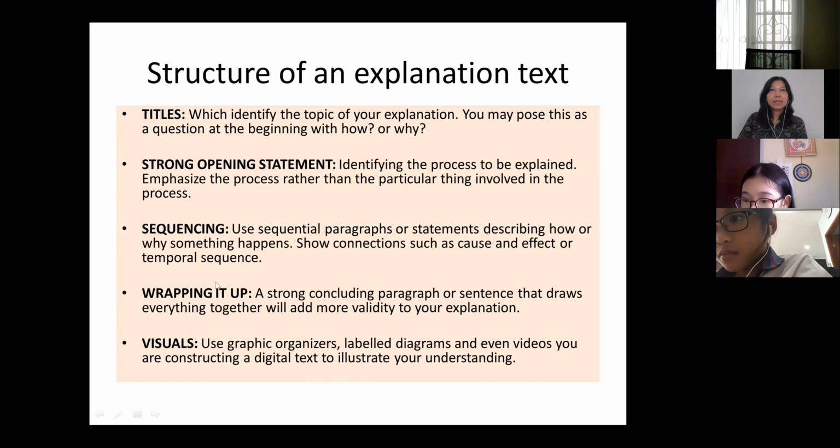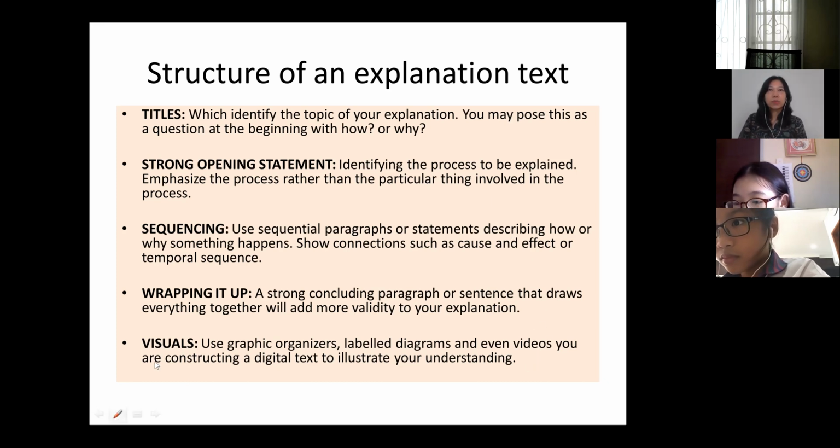Wrapping it up is actually the last paragraph. The last paragraph is a strong concluding paragraph or sentence that draws everything together and will add more validity to your explanation. I will give you an example, so don't worry about this. Simply note this down first.